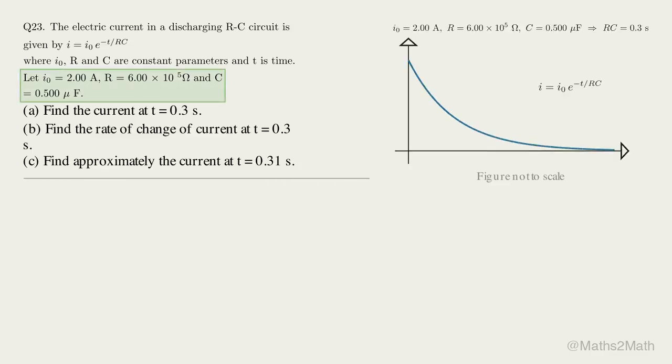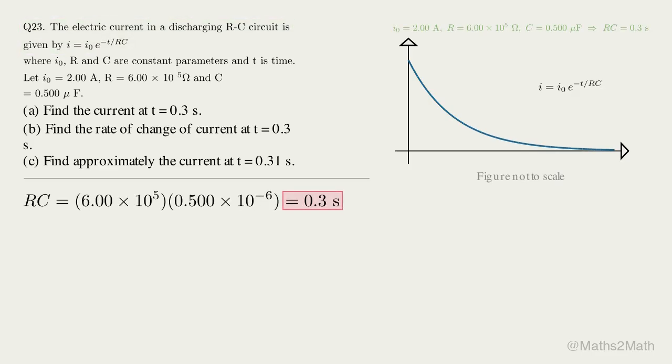Question 23. The discharging RC circuit with I naught 2 amperes, R 6 into 10 to the 5 ohms, and C half a microfarad. We need the current at 0.3 seconds, its rate of change there, and the approximate current at 0.31 seconds. What does this mean? First compute the time constant RC, then evaluate. The time constant RC is 6 into 10 to the 5, times 0.5 into 10 to the minus 6.